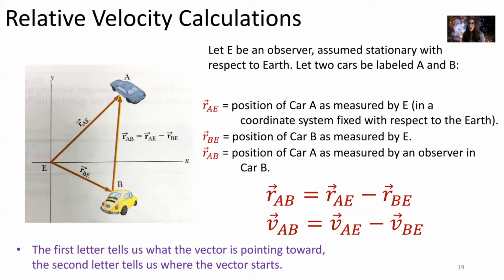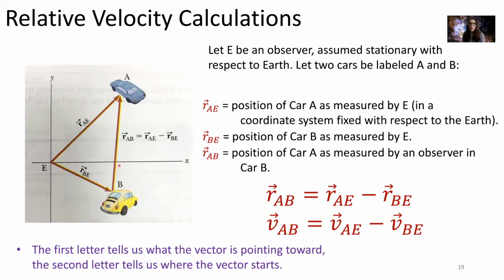And we call this vector R sub AE, the position of car A as measured by E, who is stationary, okay? E is in a coordinate system fixed with respect to the Earth. So E stands here and measures this position of the car to be over here. So that's the position of car A with respect to our observer, okay? And then here we have this vector, R sub BE, which represents the position of our car, B, as measured by our stationary observer at E.